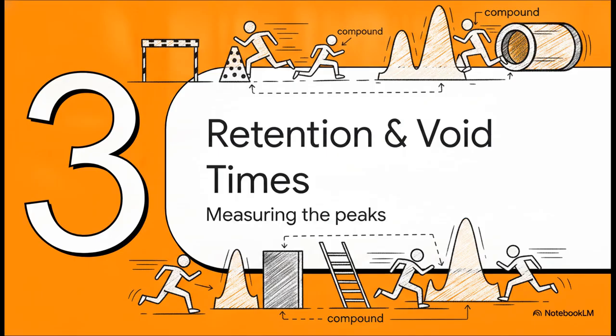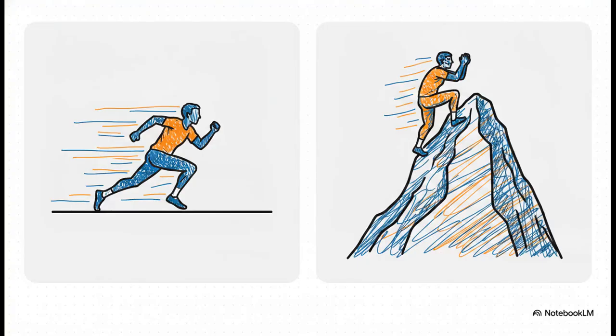Let's measure those peaks. To really grasp how we measure the timing here, I want you to imagine a foot race. We basically have two very different types of finish times we need to record: the void time, denoted as Tm, and the retention time, denoted as Tr. Let's compare these two critical markers.